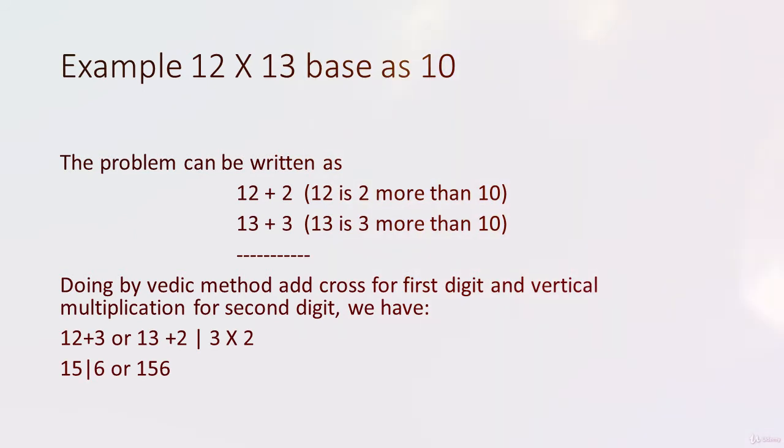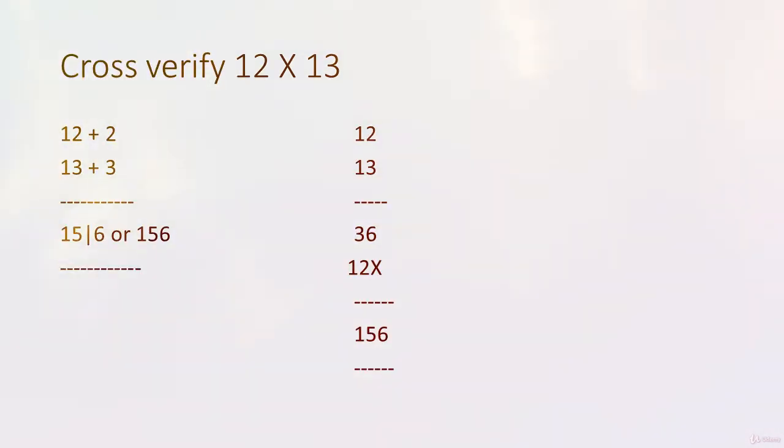The right hand side portion of the answer will be the vertical multiplication between plus 2 and plus 3, that is 6. So our answer becomes 156. You see the beauty of this method. Our initial problem was to multiply 12 with 13, and we reduced it to the multiplication of 2 multiplied by 3. So basically we can solve multiplication of higher orders by only learning basic tables.